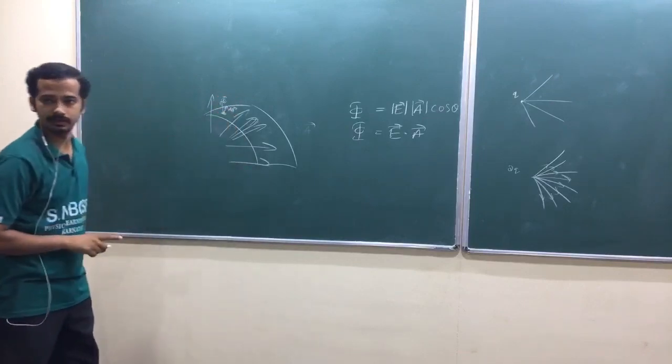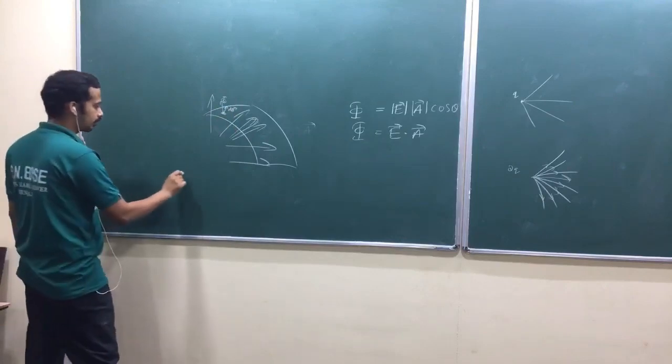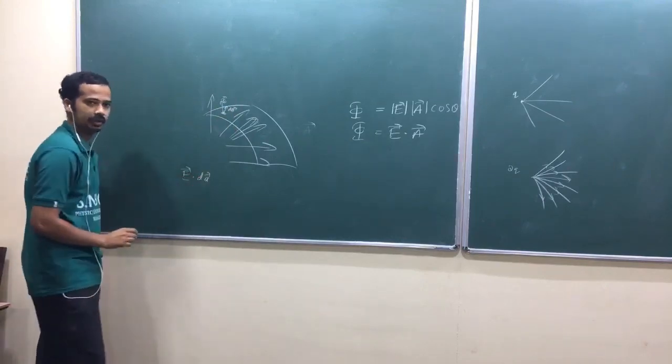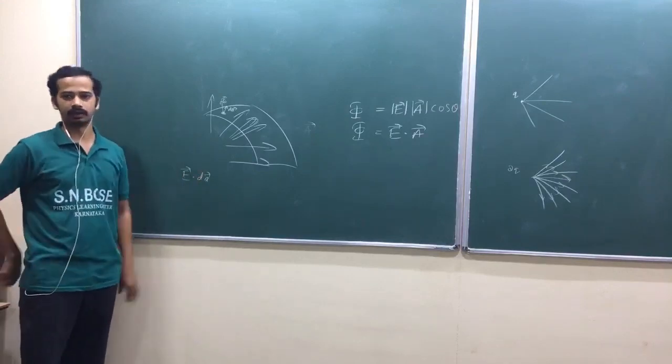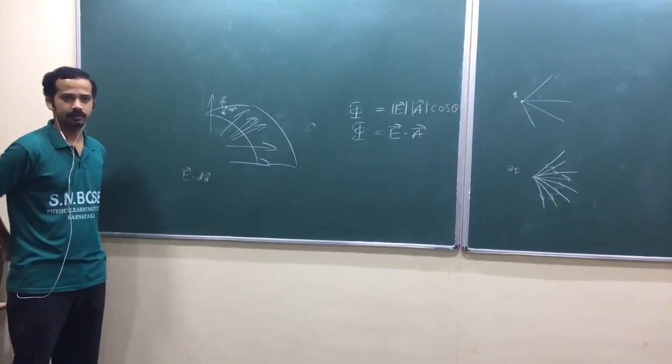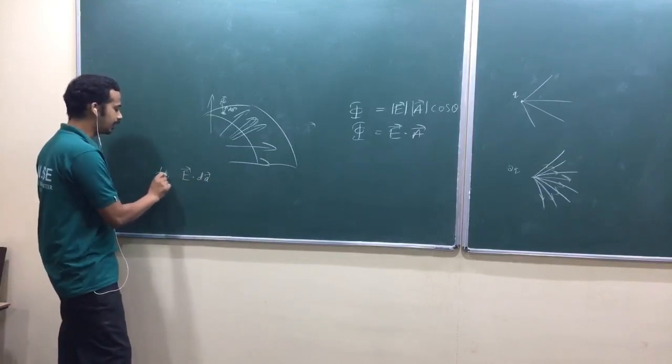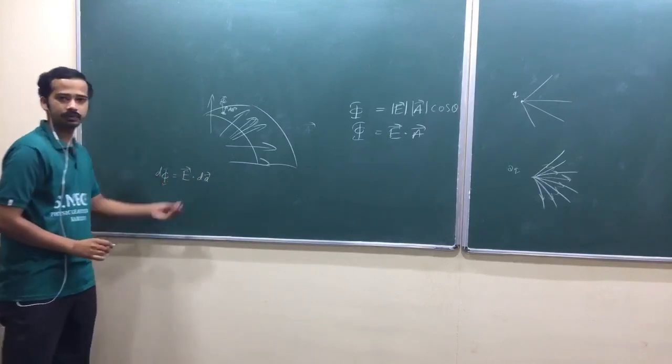At that point, okay. Now take the dot product between the electric field and that small area vector. What will happen? That is the flux through that small area vector, isn't it? So I can call it dΦ, the small amount of flux through the small area.